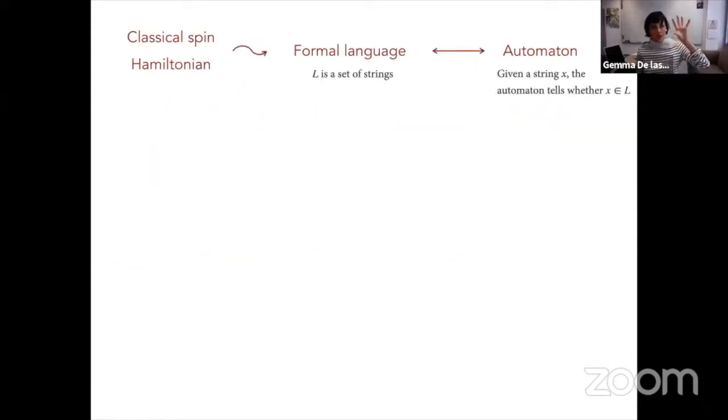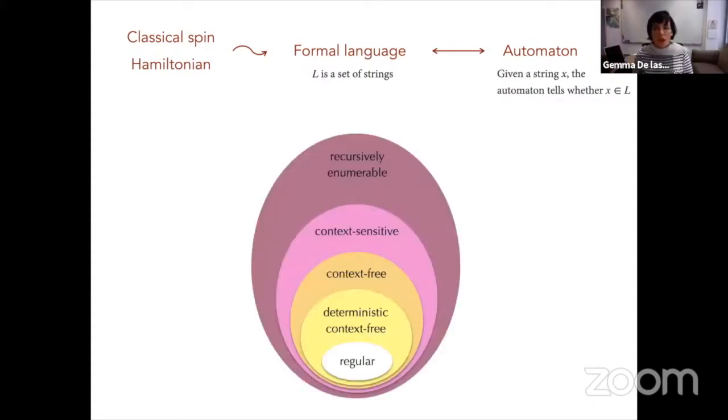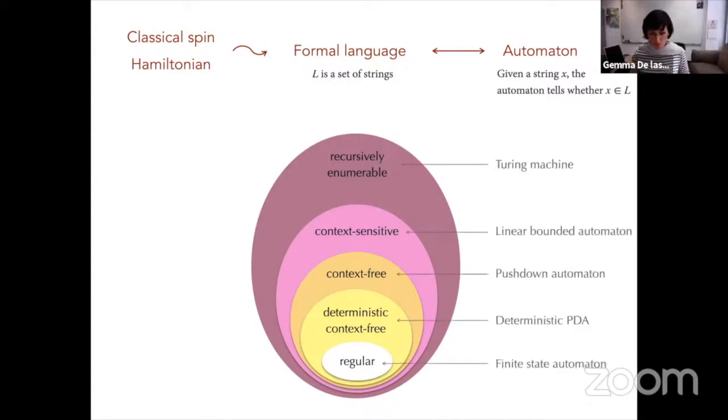Okay, so again, spin Hamiltonians, formal languages, and these themselves are in one-to-one correspondence with automata, namely the automaton is said to recognize a language if you give it a string and it can tell whether that string is in the language. So for formal languages, we have this Chomsky hierarchy. The most complicated or difficult ones are called recursively enumerable. The simplest ones are called regular. And there's an associated automaton that recognizes each kind of language.